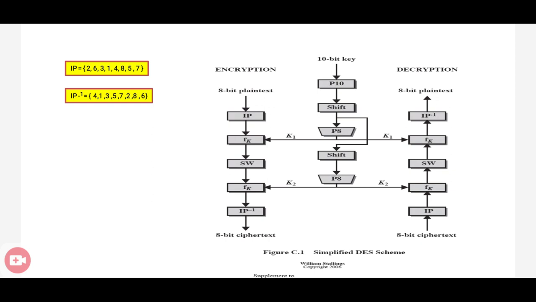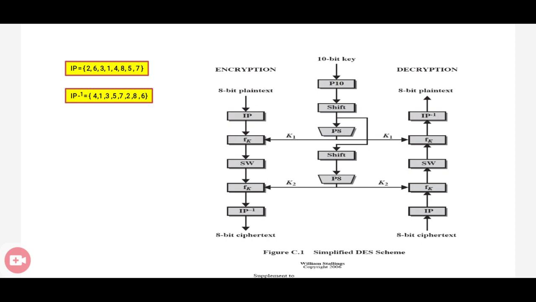Next we have also a round function, that is the second round. Next, the last step is inverse permutation. We can see in the figure, inverse permutation, IP inverse, is equal to 4 1 3 5 7 2 8 6. So that is the order of transposition.